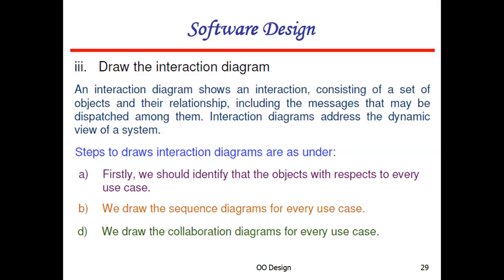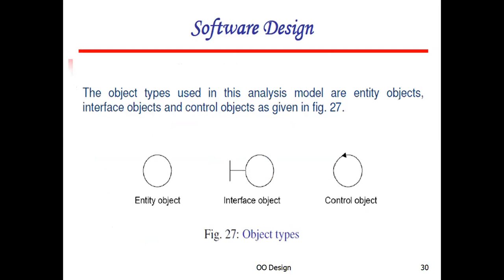What are the steps involved? Firstly, we should identify the objects with respect to every use case. We draw the sequence diagram for every use case. We draw the collaboration diagram for every use case. So these are the steps. We are generally using four objects.